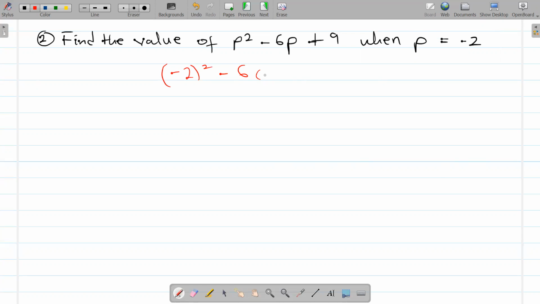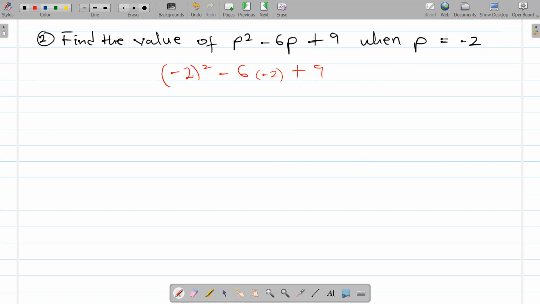Yes, because the P is minus 2. I was thinking the P is 2. We are substituting the P, but the P is minus 2. So always put it in brackets. Whether it's positive or negative, you are just substituting into the formula. Is it okay now? Yes.